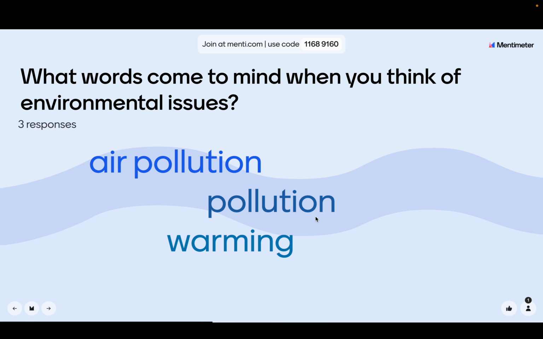Every student can enter a couple of new words, up to 5 words. Right here, as a student, I entered 3 words: air pollution, polluting, and warming, global warming, I mean. If there are 15 students and they all enter, let's say, 5 words, there will be more than 45 words. So I can focus on these words, and I'll give some definitions to these words during this activity.